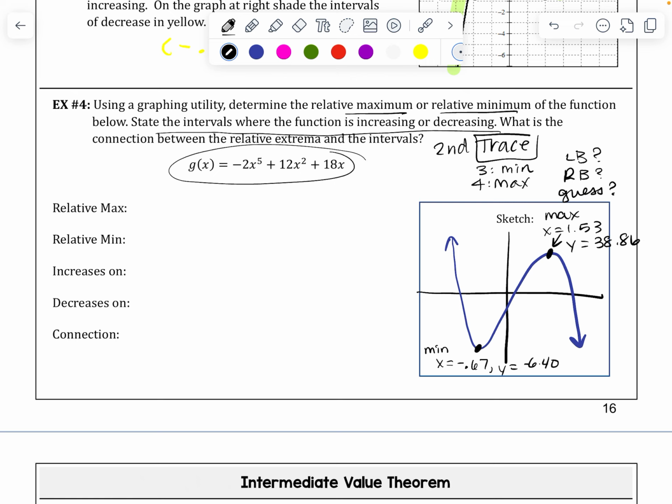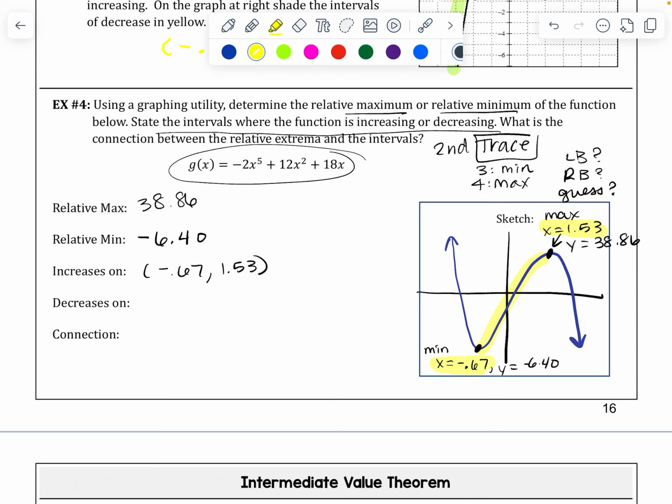Okay, so our relative max is a maximum value, its height is 38.86. Our relative minimum is -6.40, but it's increasing from the values of x. So remember, if I'm looking at that highlighter, we're increasing from here to here. So when x is -0.67 to when x is 1.53. Let's go ahead and write that down. So from -0.67 to when x is 1.53. It decreases.